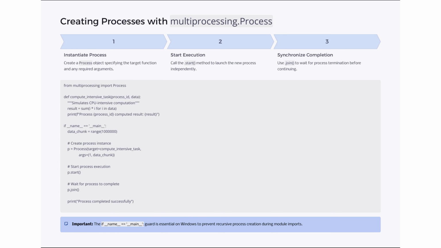To create a process using multiprocessing.Process, instantiate a Process object with the target function and arguments. Start execution with .start, and synchronize completion using .join. This ensures the main program waits for the process to finish. Remember, the if __name__ == '__main__' guard is crucial on Windows to avoid recursive process creation.